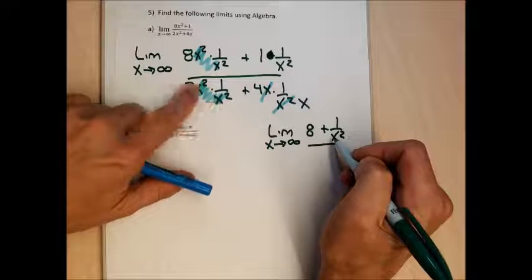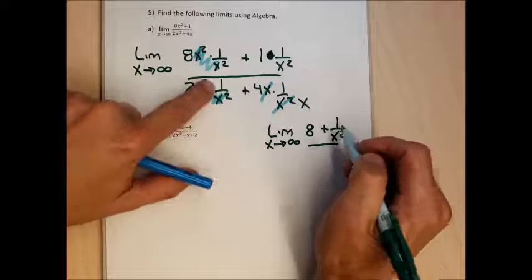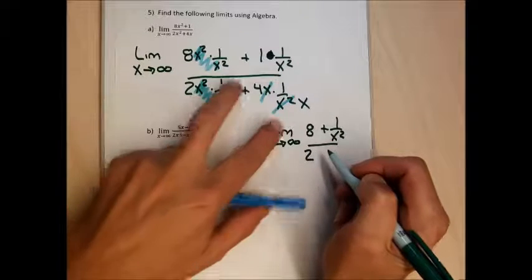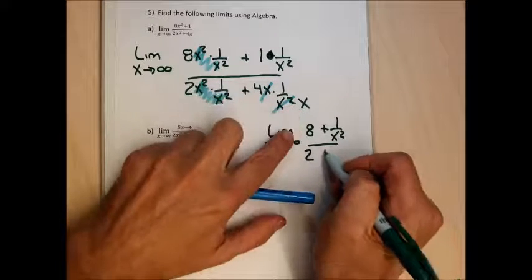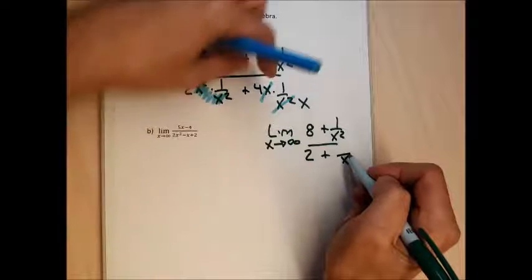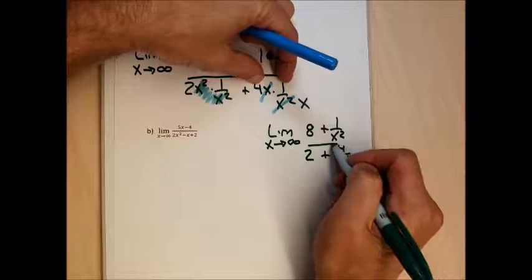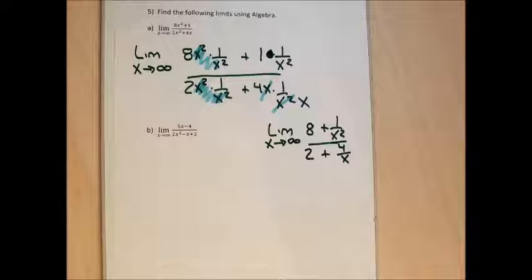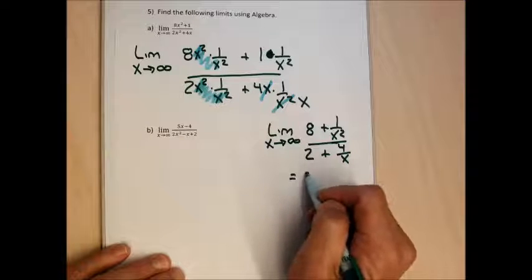This piece, the x squared, the fractions cancel. I'm left with 2 times 1, which is 2. This piece, the x stays in the denominator, and what's left here is 4 times 1, which is 4. So I've multiplied and have every x that's left in a denominator of a fraction, and that's kind of a good thing. Now I'm going to plug in infinity and stop writing the limit.